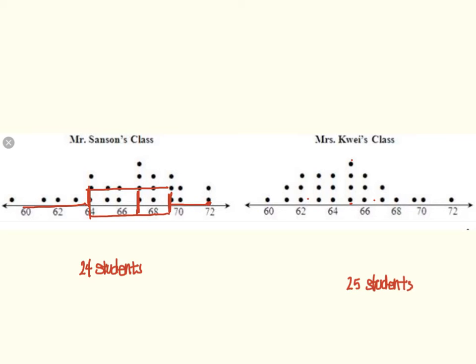All right, this one actually starts at 60, so a little bit higher, and the top score is the same. The bottom score is higher, the top score is the same. The middle, now you notice the middle in this class is 65. The middle in the other class was 67. So this class did better.